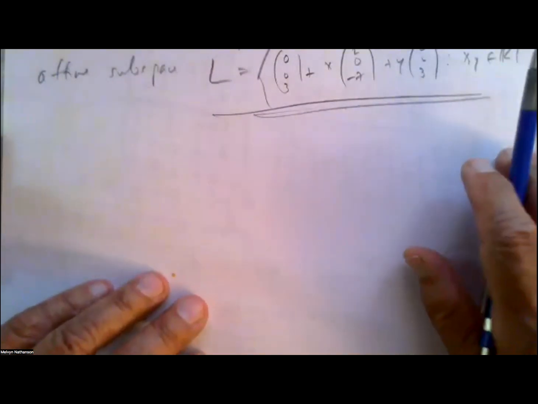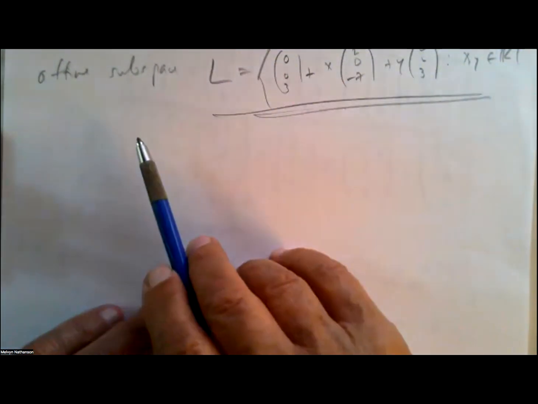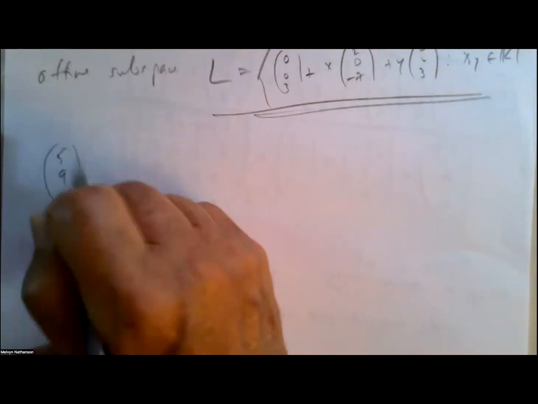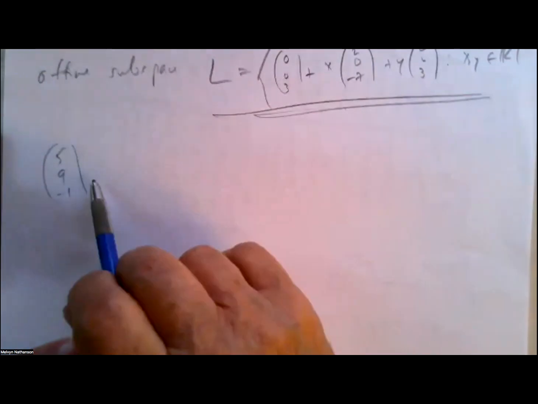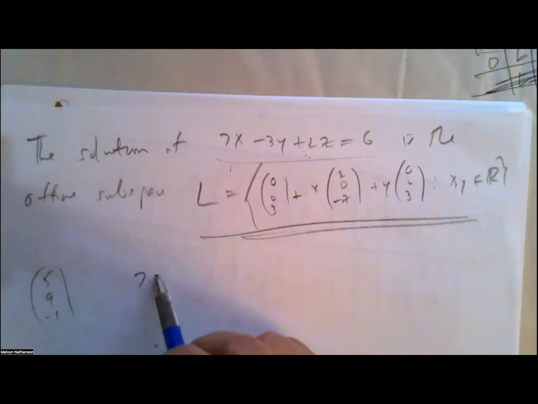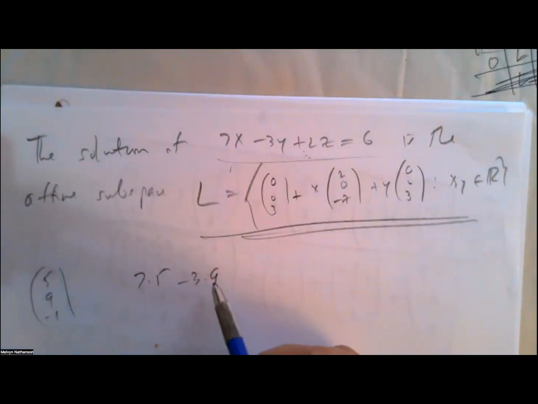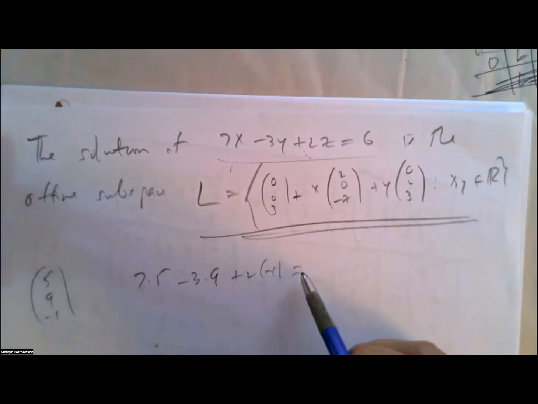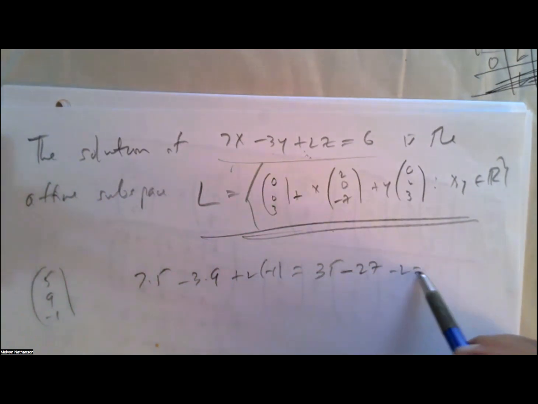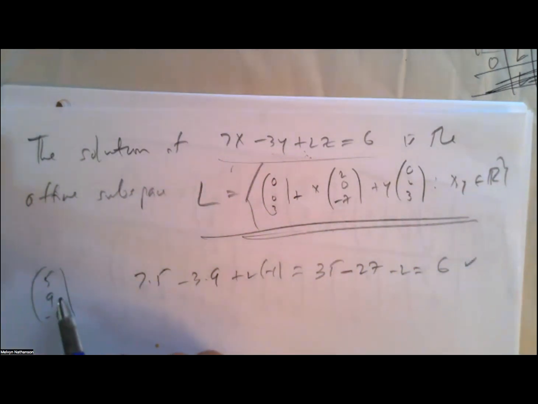And for this equation, you can check, for example, that if you take the vector (5, 9, -1) and plug it into this equation, what do you get? 7 times 5 minus 3 times 9 plus 2 times -1. That's 35 minus 27 minus 2. That's equal to 6. So this vector is a solution of this equation. By that, x equals 5, y equals 9, z equals -1, I get a solution.